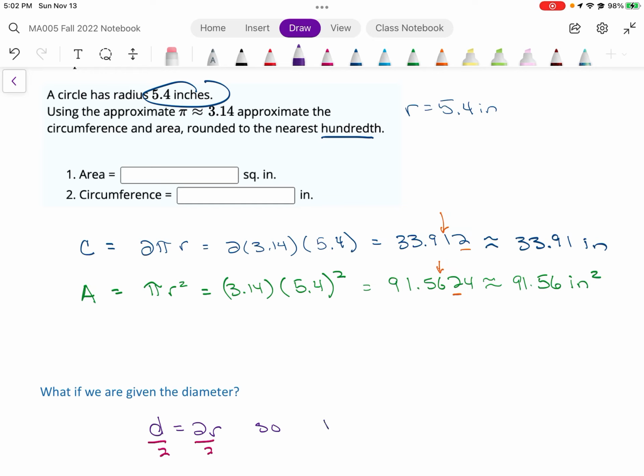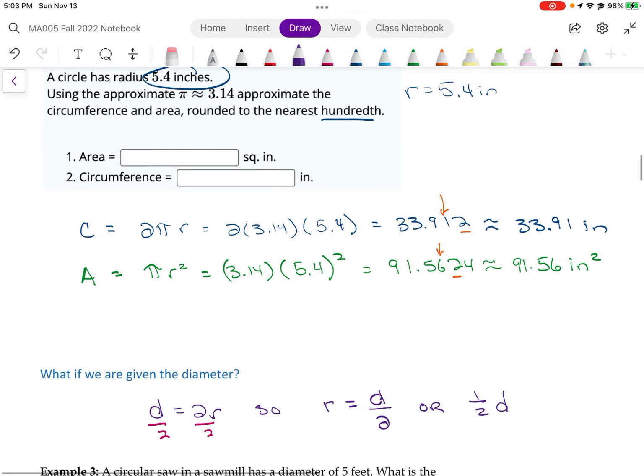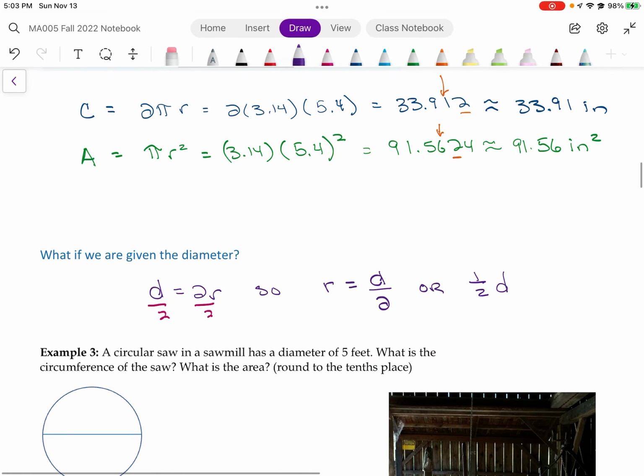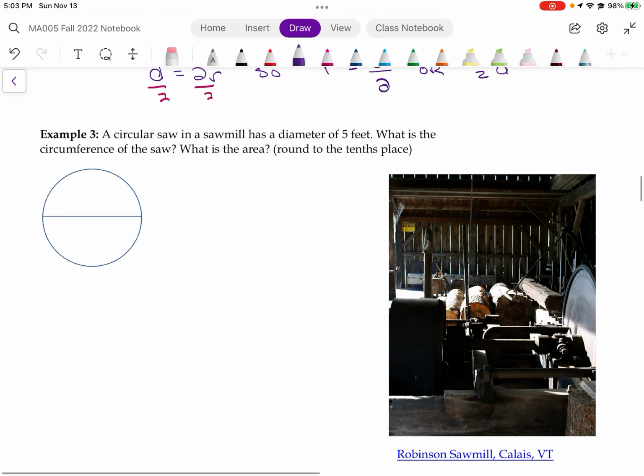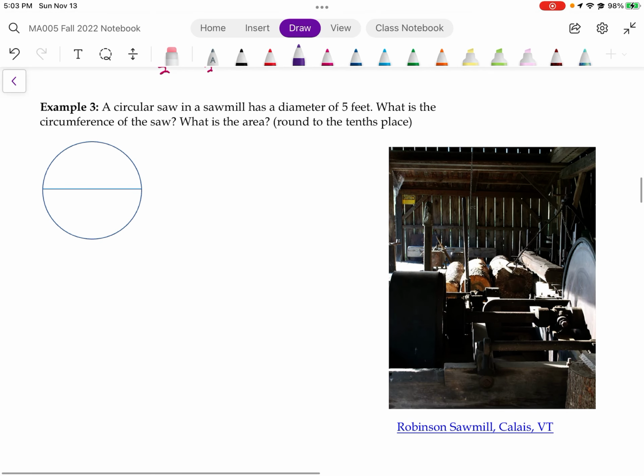And R equals D over 2, or you can say that as 1/2 D. Either one. All right, so a circular saw in a sawmill. This is a sawmill that's down the road from me. It's one of the oldest water-run sawmills in the country, and it actually runs a couple times a year. It's very cool.